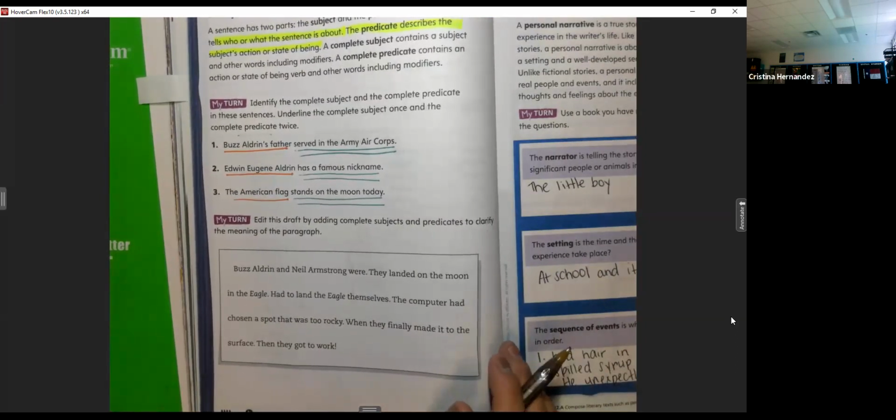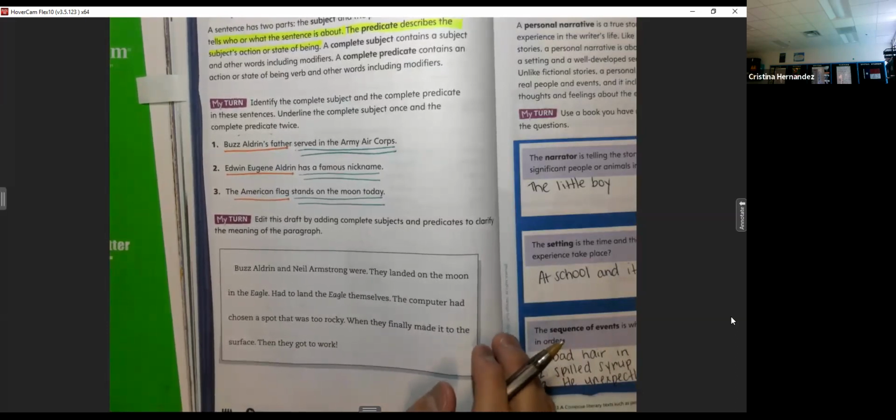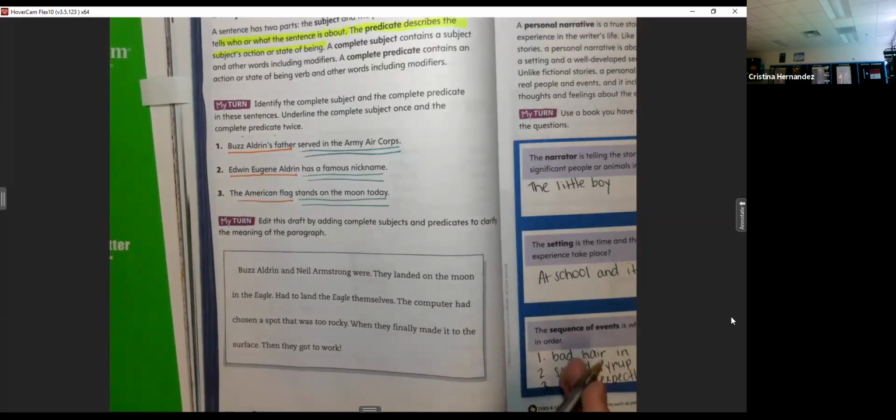So Buzz Aldrin and Neil Armstrong they landed on the moon in the Eagle. Had to land the Eagle themselves. The computer had chosen a spot that was too rocky. When they finally made it to the surface, then they got to work.